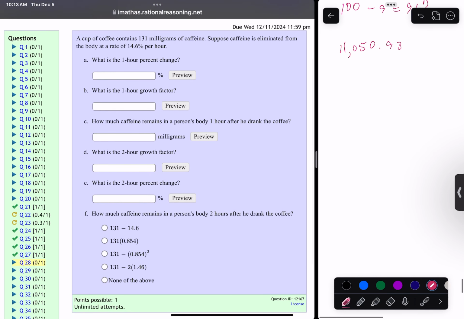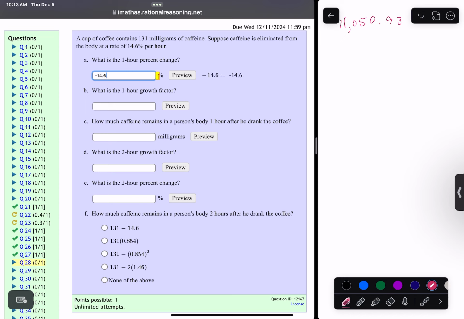Question 28. Okay, so there's coffee. We did the coffee ones before. 131 milligrams is your starting value. The caffeine is eliminated at a rate of 14.6% per hour. So the rate of change is that percent. It's going down by 14% each hour.